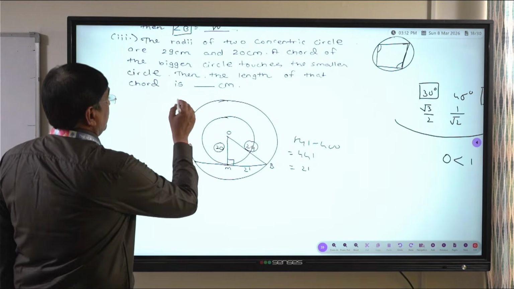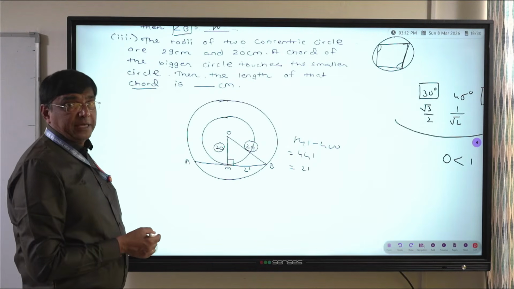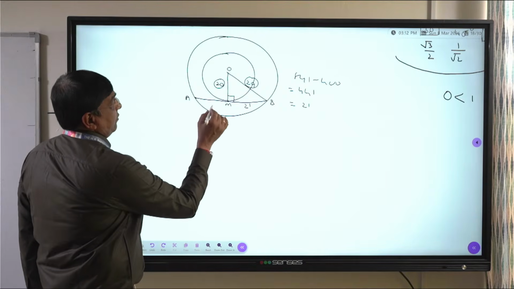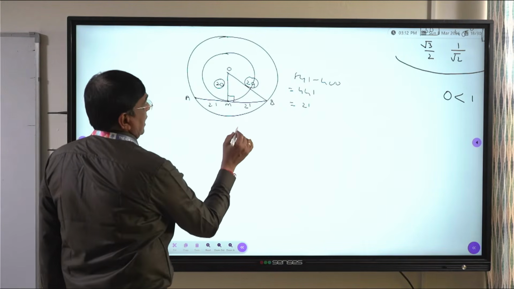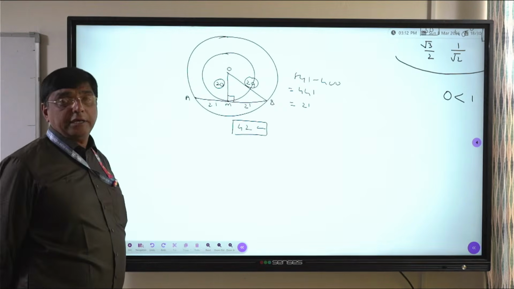We are asked the length of the chord, the length of the whole chord. It is twice 21, 21 on both sides. And so the total length of the chord is 42 centimeter.